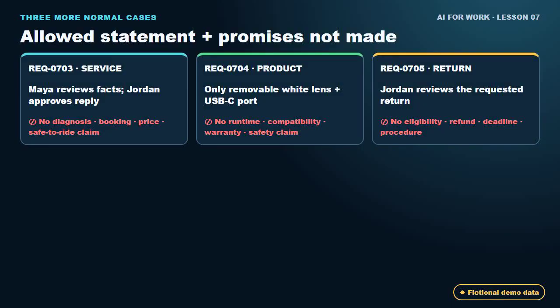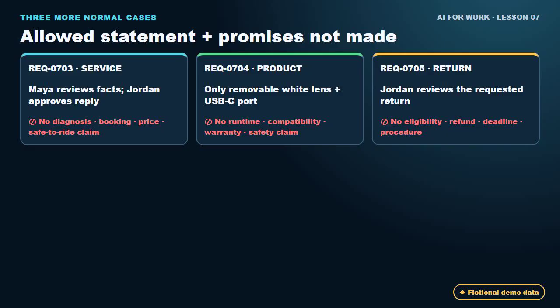REQ 0703 keeps the city bike, rubbing front brake, and preferred dates, but makes no diagnosis, appointment, price, completion time, or safe-to-ride statement. Maya reviews the service facts, Jordan still approves the customer reply. REQ 0704 answers only that the fictional city light has a removable white lens and a USB-C charging port. It adds no runtime, compatibility, waterproofing, certification, warranty, or safety claim.